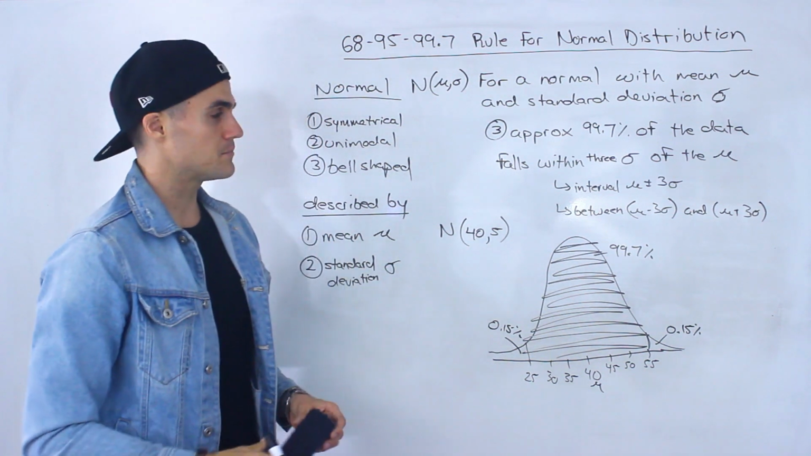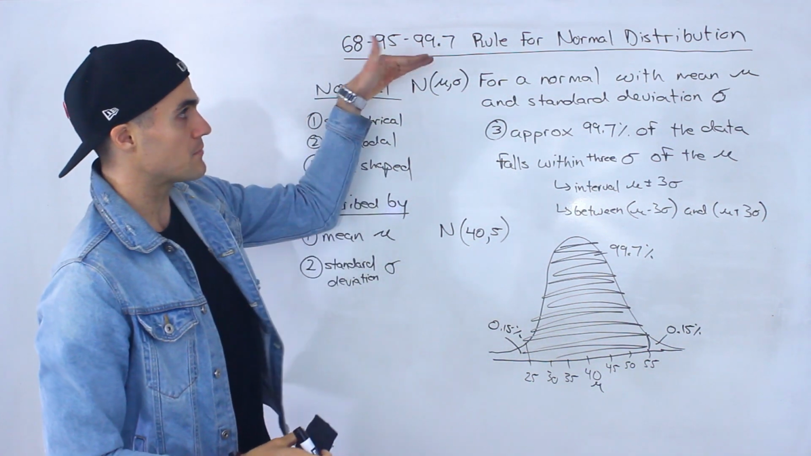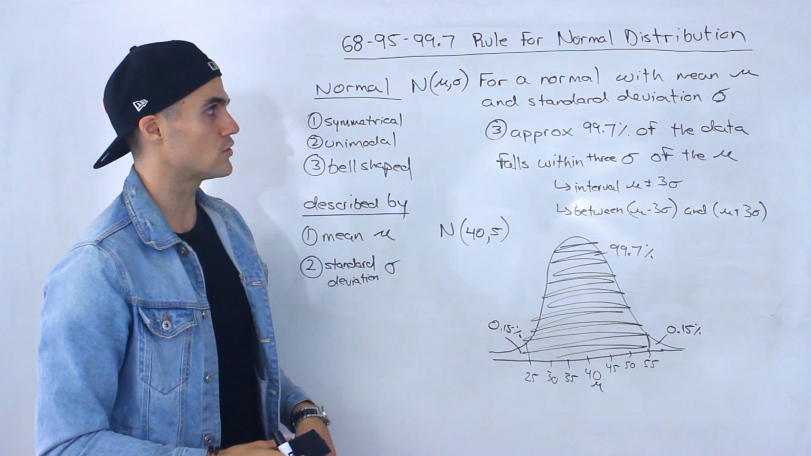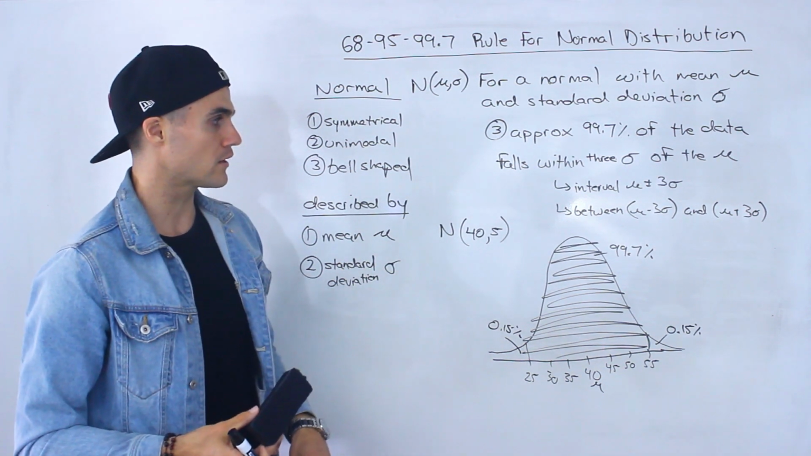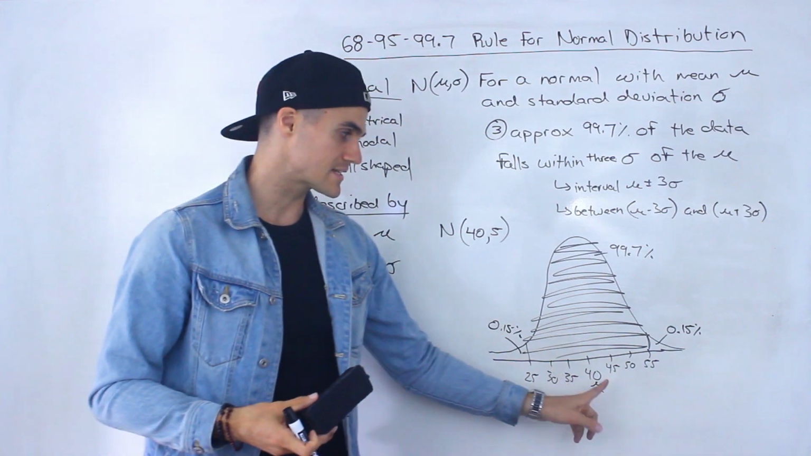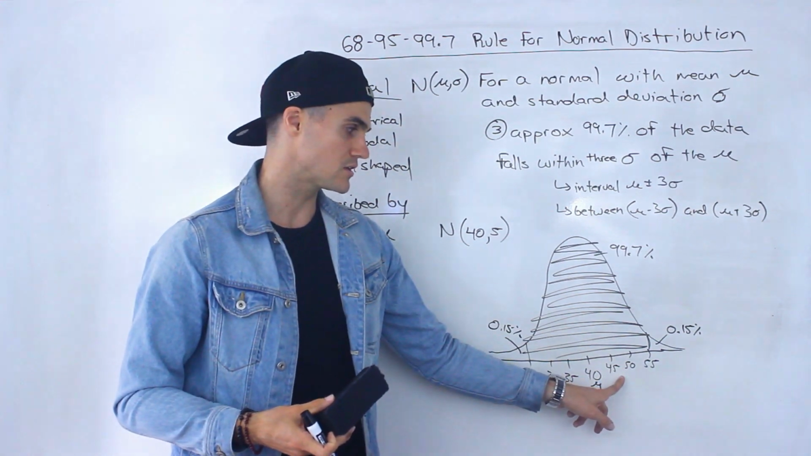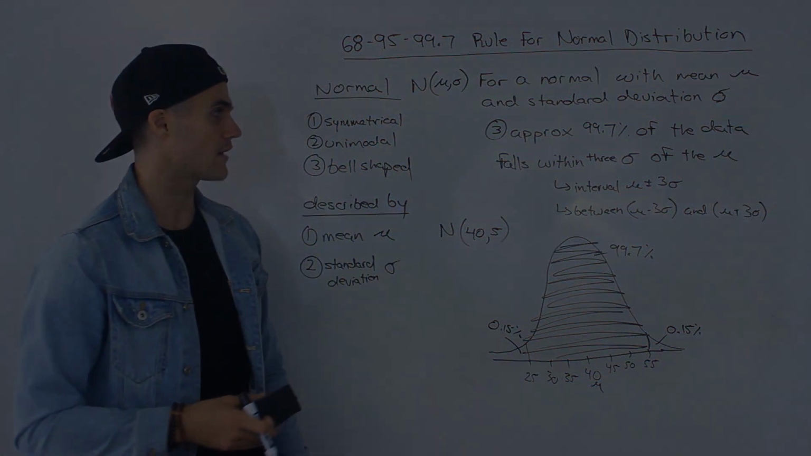Okay, so that pretty much is the empirical rule for the normal distribution. Basically 3 cases that we're dealing with, whether we're going 1 standard deviation from the mean, 2 standard deviations, or 3 standard deviations.